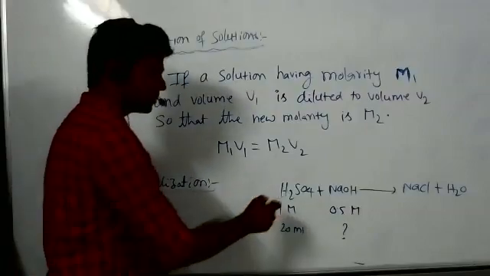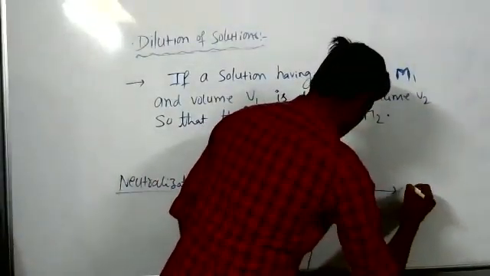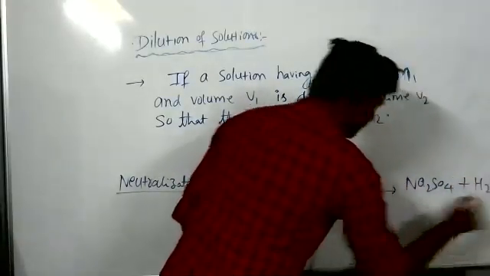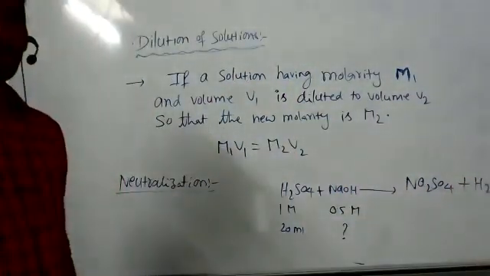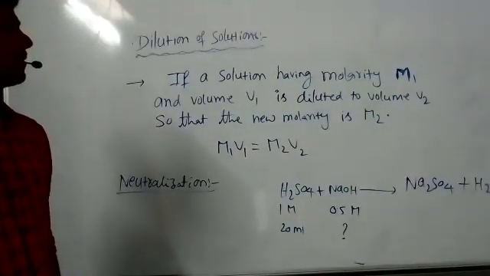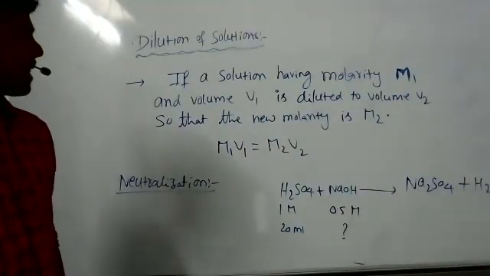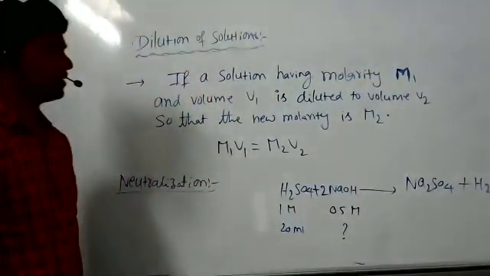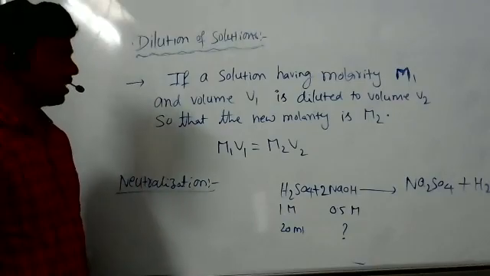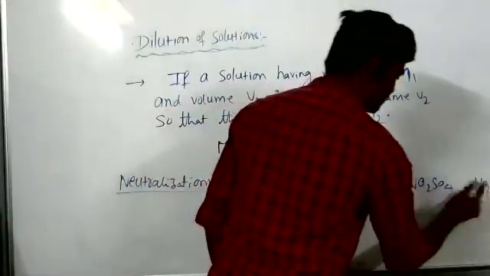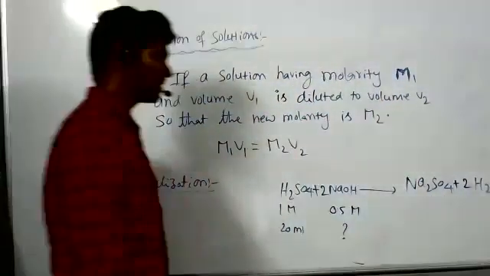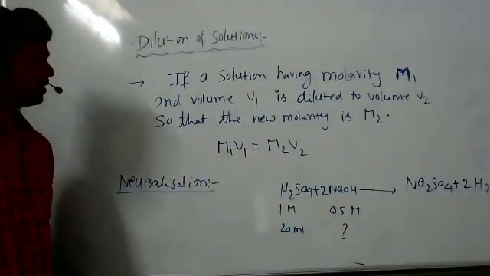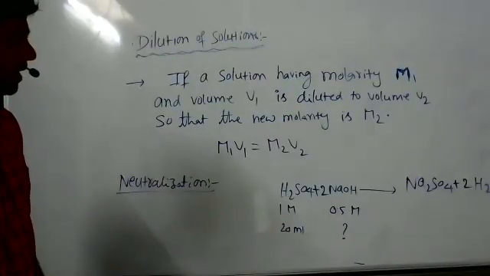Okay, balance the equation. H2SO4 gives Na2SO4 plus H2O. Balanced equation: H2SO4 plus 2 NaOH gives Na2SO4 plus 2 H2O, not 1 H2O, it is 2 H2O. Now it is balanced. So how to give the relation here? It requires, not 40 ml, it requires 80 ml, right?